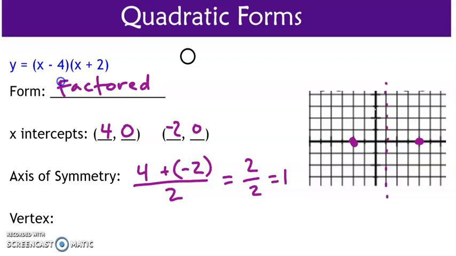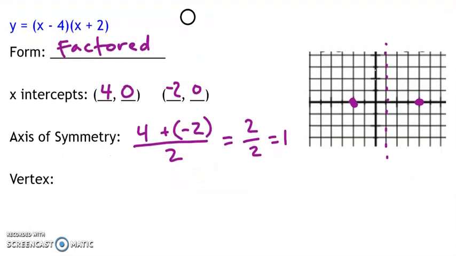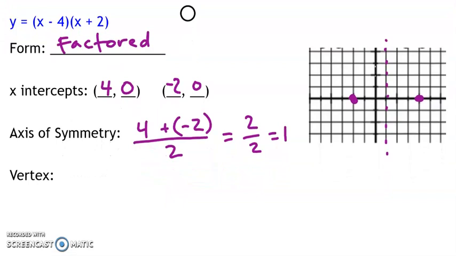I'm going to put a dashed line there because it's not actually part of our graph. That dashed line just gives us a reference point for our graph. Now our vertex. We know that our vertex is on our axis of symmetry. And since the axis of symmetry, which we should write as x equals 1, tells us that our x value is 1 in our vertex.